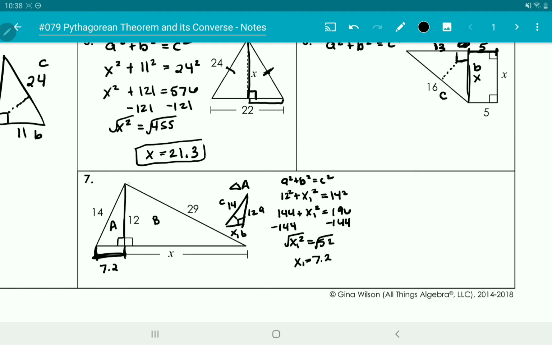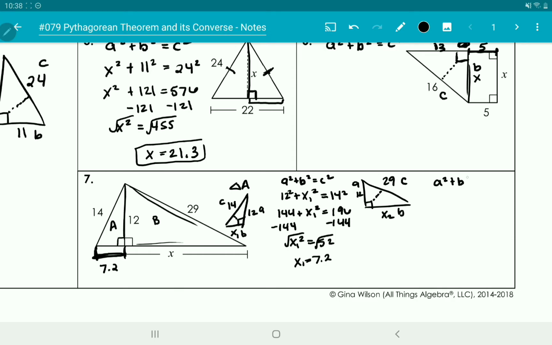Now, let's look at this other triangle here. Okay, so it looks like this. We have this right angle down here. We know that this side over here is 12. We know that this part is 29. And again, I'll label this one x2. It's the part we don't know. Okay, so the one directly across from the right angle is C. The other ones are A and B.